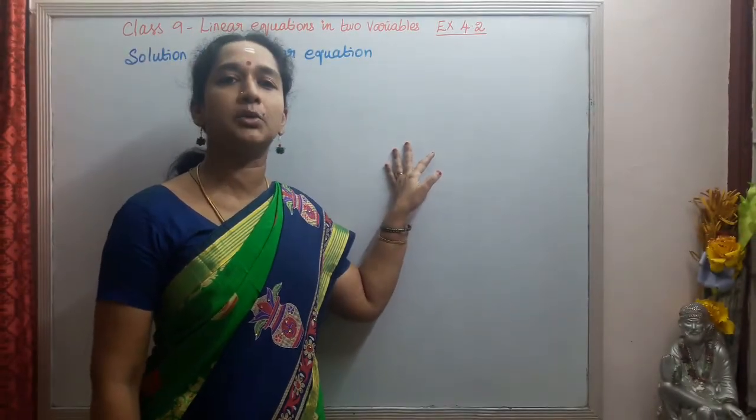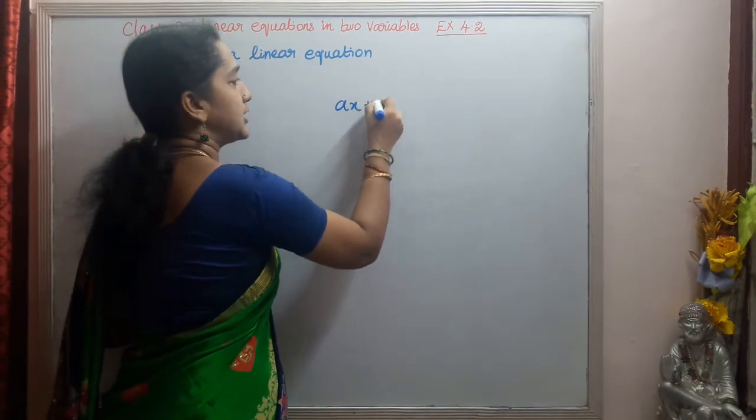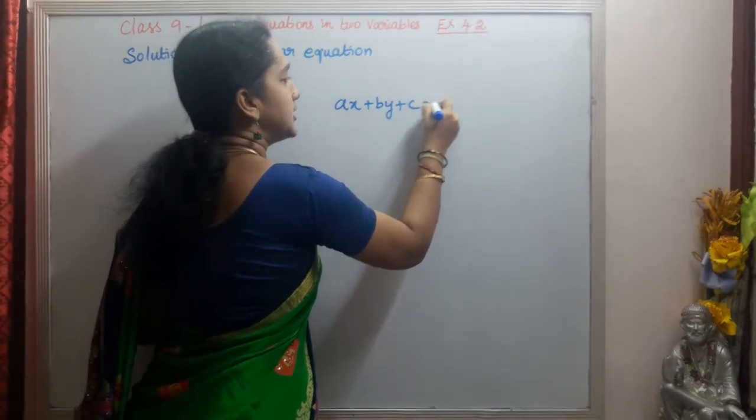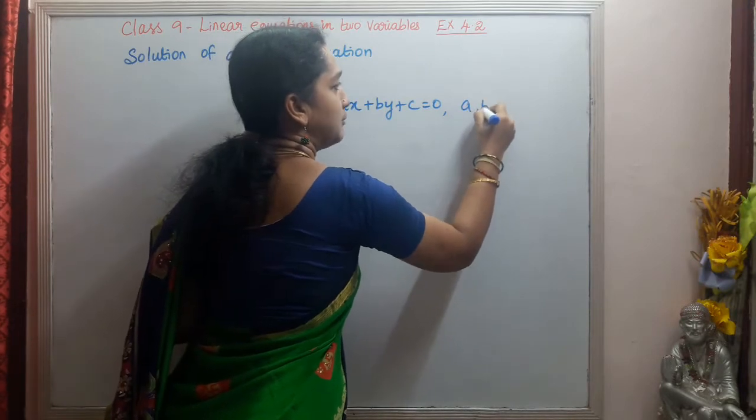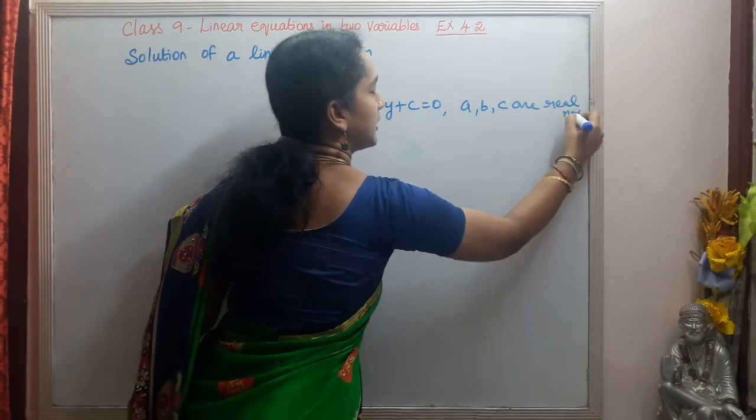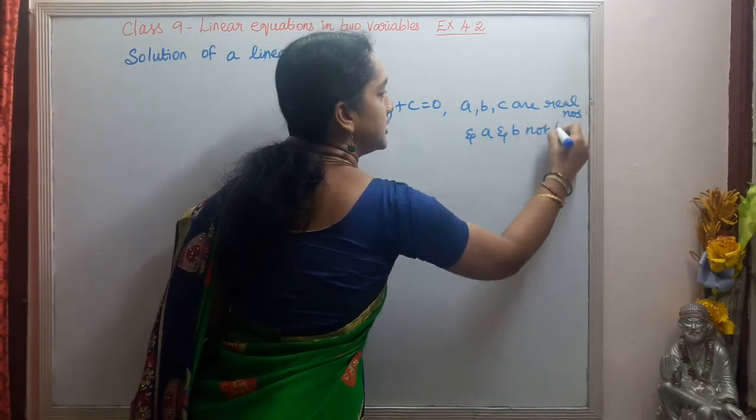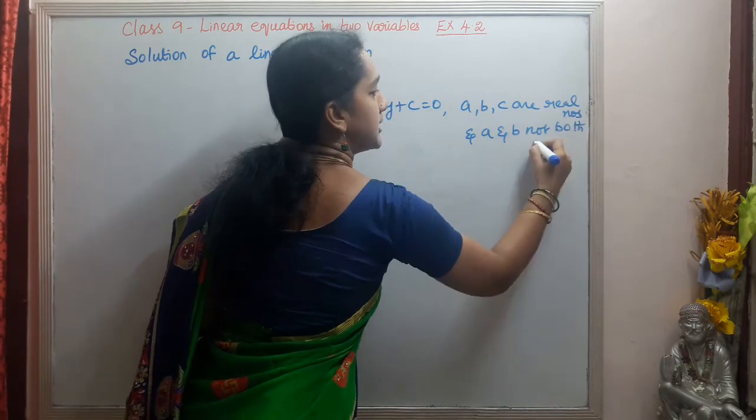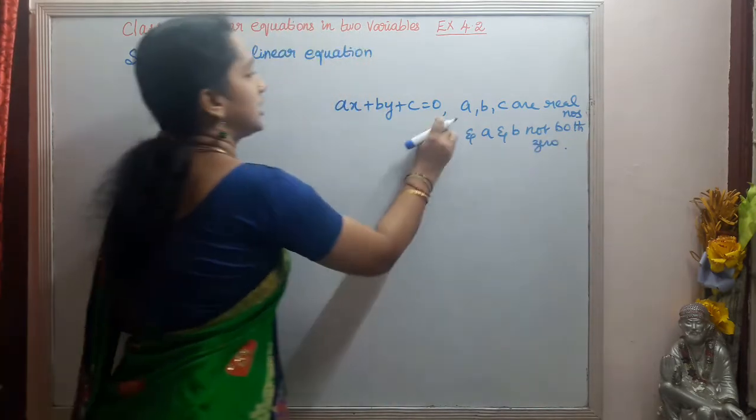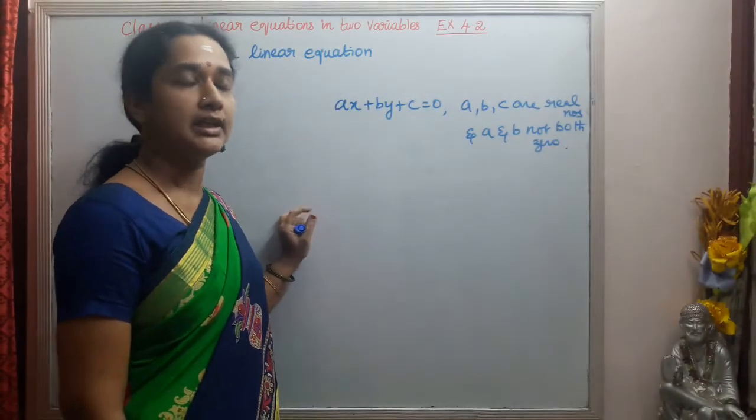So what is a linear equation? The general form of the linear equation is ax plus by plus c is equal to 0, where a, b, c are real numbers, and a and b are not both 0. This is the general form of the linear equation. Now we will see the solution of the linear equation.